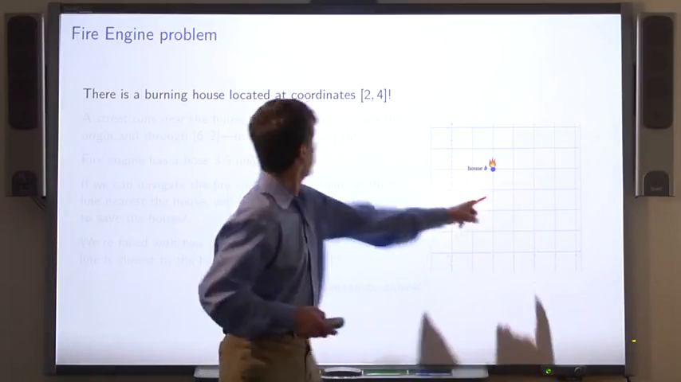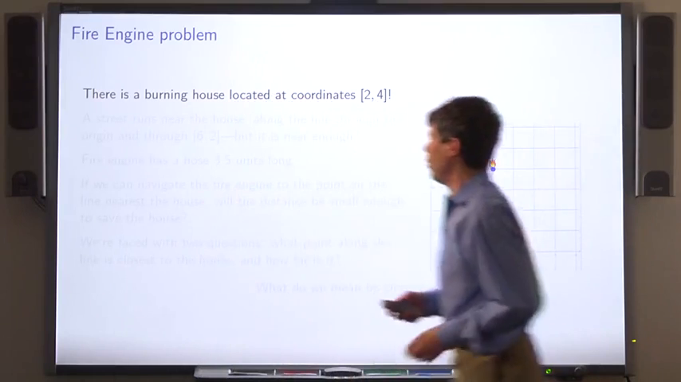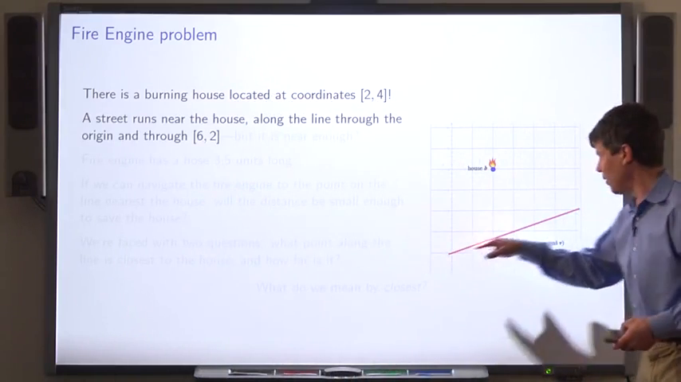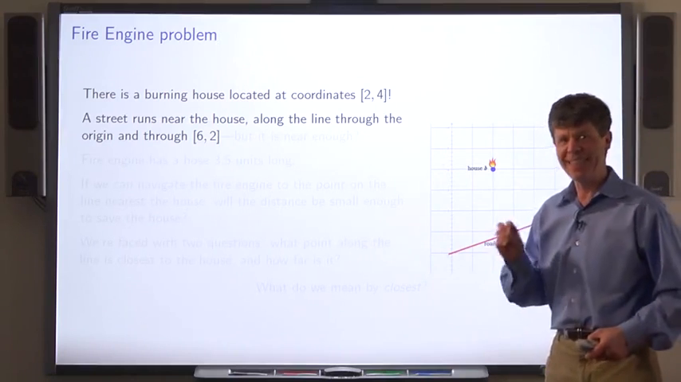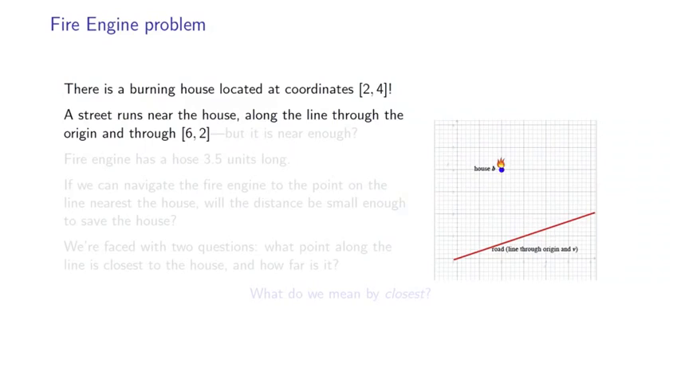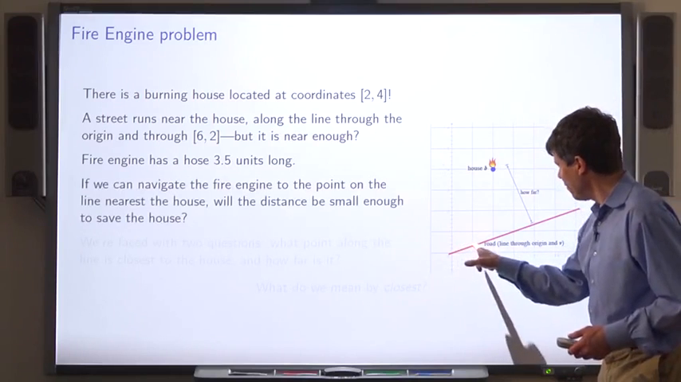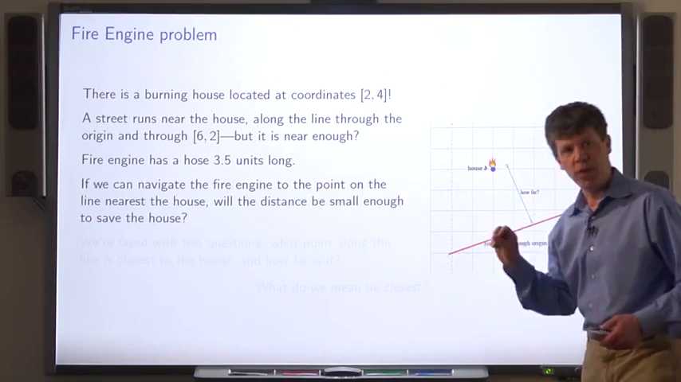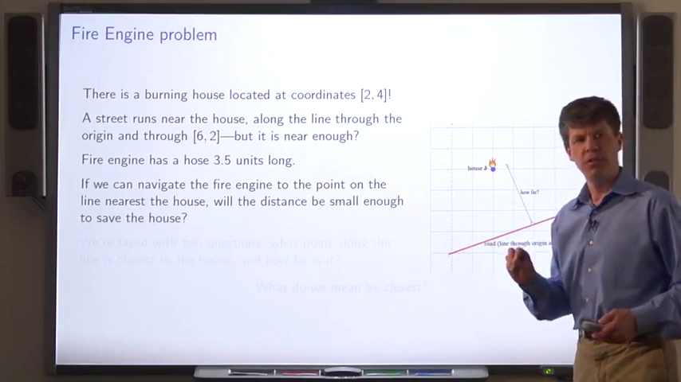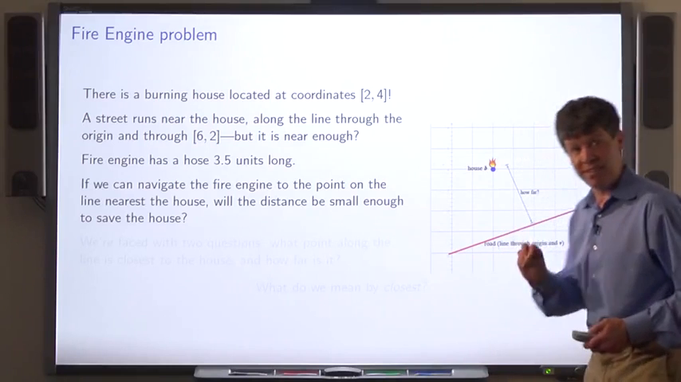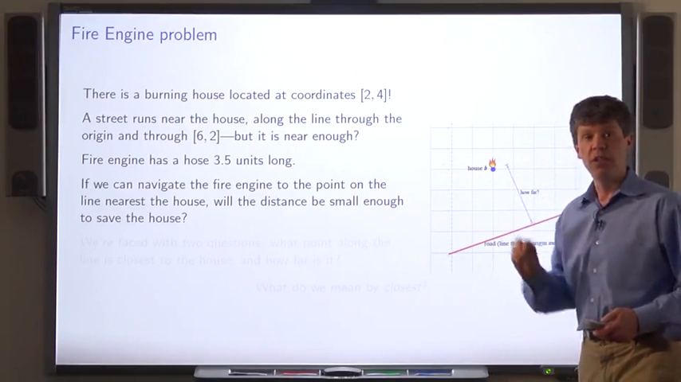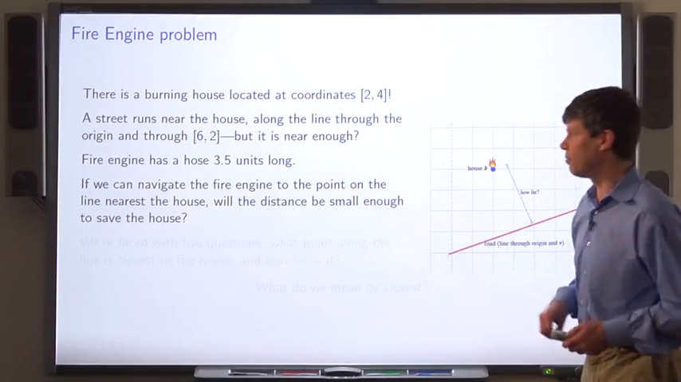There's a burning house located at coordinates 2, 4. Now, fortunately, there's a street that runs close to the house, but is it close enough? The street goes through the origin and through the point 6, 2. And the fire engine has a hose 3.5 units long. So we can navigate the fire engine to the point on the road closest to the house. But if we do that, will the distance from the fire engine to the house be close enough for the hose?